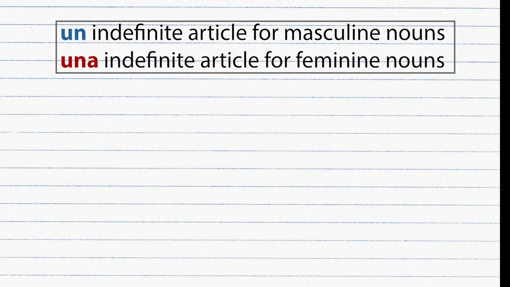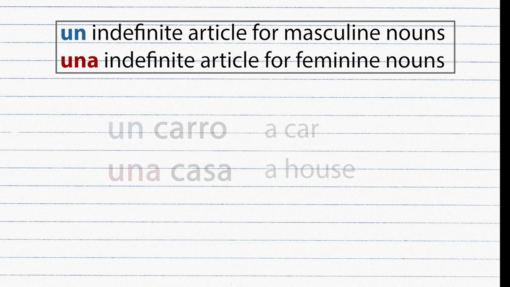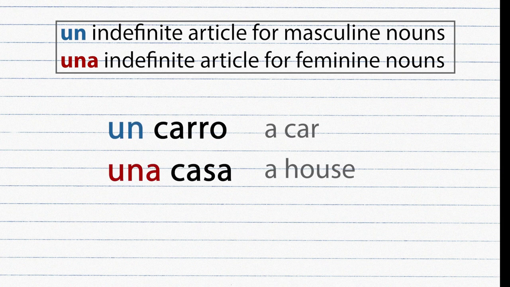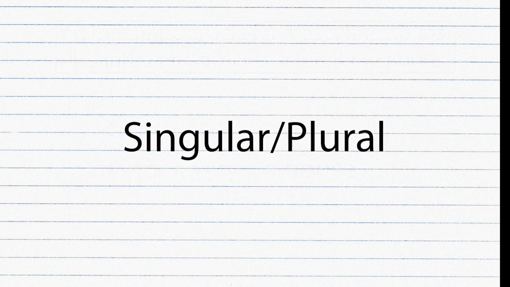The indefinite articles are un, una. Un for masculine, una for feminine. Un carro, una casa. Singular, plural.